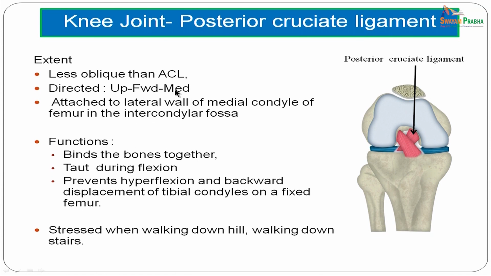Like the anterior cruciate ligament, the posterior cruciate ligament also binds the bones together. It is taut during flexion and prevents hyperflexion and backward displacement of the tibial condyles on a fixed femur. The posterior cruciate ligament is stressed while walking downhill and while walking down stairs.